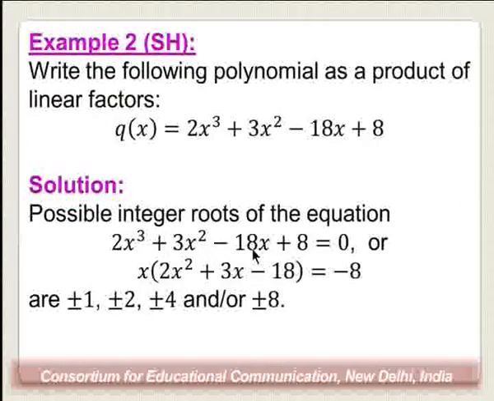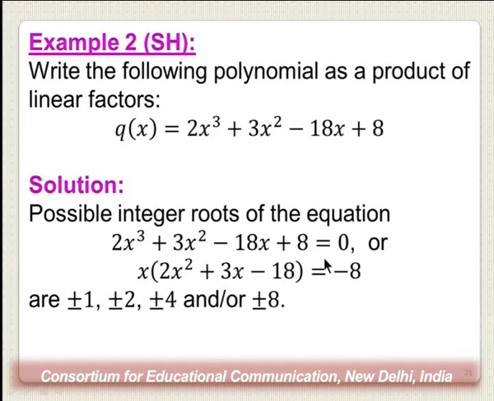So let's see if we can get an integer root here. Possible integer roots of the equation 2x cubed plus 3x squared minus 18x plus 8 equal to 0 would be such that they have to be factors of minus 8, because once I take 8 to the right hand side I get minus 8, and possible integer roots would be plus minus 1, plus minus 2, plus minus 4 and plus minus 8. So if I can find even one root, I'll be good, because that will help me proceed with this problem very easily.